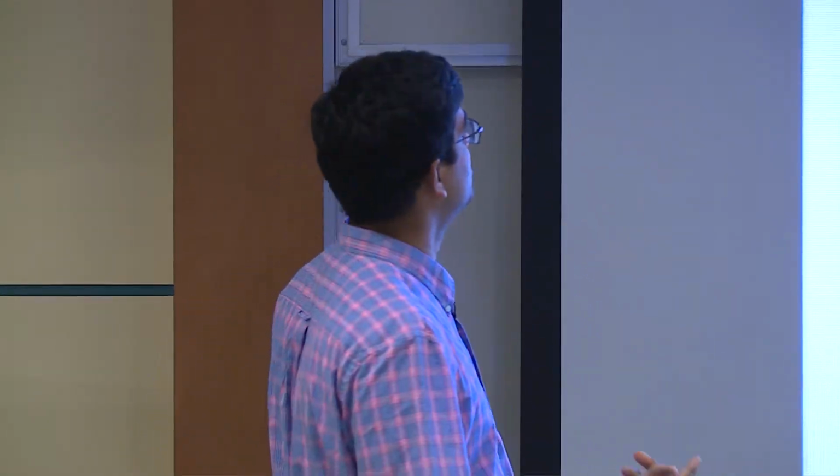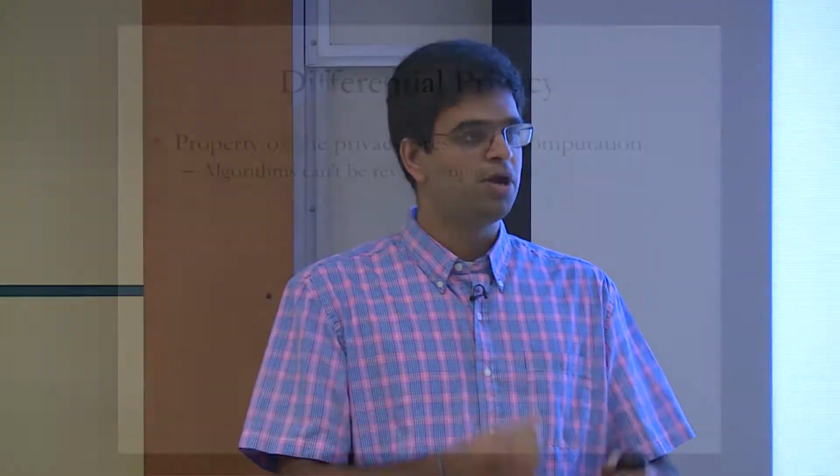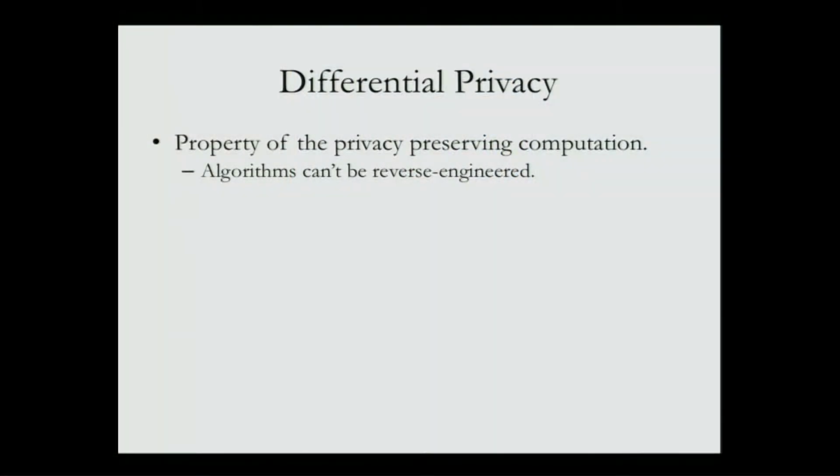So one is the fact that differential privacy is a property of a privacy-preserving computation. It's not a property of the output. What is the nice thing about that? It basically says that algorithms can't be reverse engineered. And I'll come back to this point when I describe work with the census data.